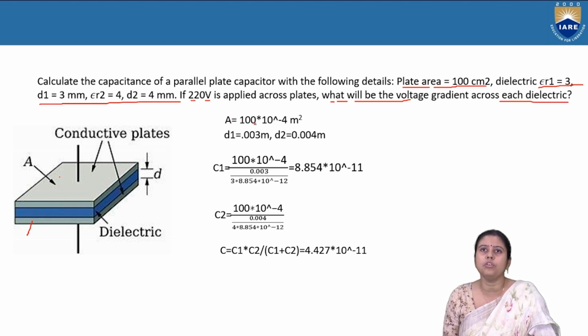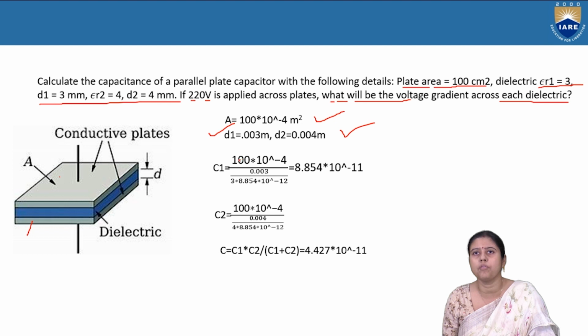A is equal to 100 into 10 to the power minus 4 meter square. What is D1? D1 is given as 3 millimeter. What is D2? D2 is given as 0.004 meter. So what is capacitance?